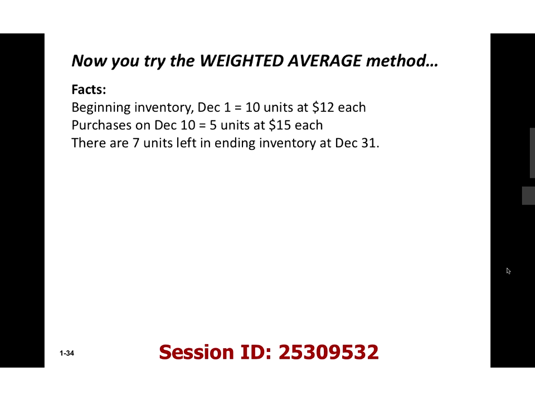So the facts, beginning inventory, December 1st, was 10 units at $12 each. So if I were sitting in your shoes, I would write 10 at 12 equals 120. So that's your beginning inventory. So do a little bit of math as we go. Purchases on December 10th, 5 units at $15 each. I would just do the 5 times the 15. That would give us 75. And then 7 units left in ending inventory.